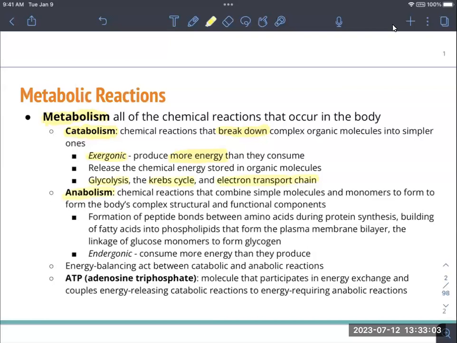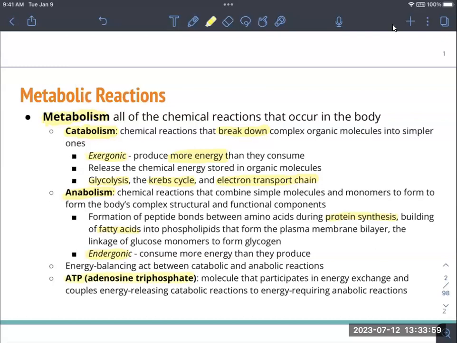Anabolism. This is where we build something. We take something that is in its simple form and we make it into something more complex. This is how we make proteins. We build our different fatty acids. These are endergonic. It takes more energy to build something in our system than it does to break something down. We have to consume energy to build something, and we don't get a whole lot in return for that. So our metabolism is actually a balancing act between building stuff, anabolism, and breaking stuff down, catabolism.